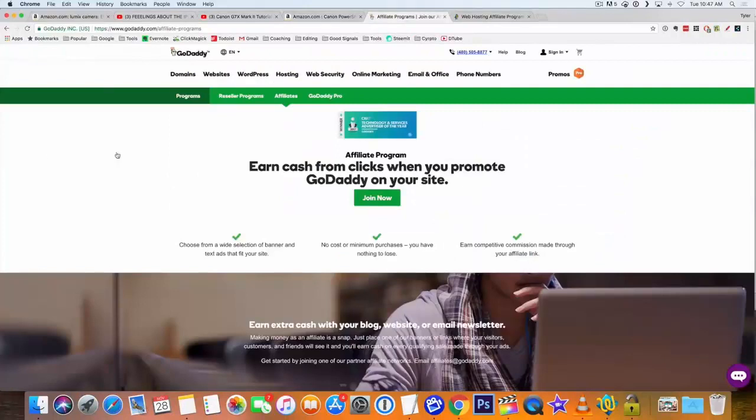You've got GoDaddy. GoDaddy is a place where people want to go and buy domains. You can promote GoDaddy if somebody wants domains. Domains are a huge thing. Everybody wants a website, everybody wants their own domain. They want a .com, a .net, a .org. GoDaddy is where you can earn cash by promoting people to GoDaddy.